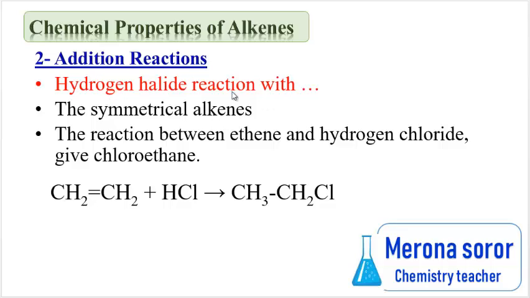Hydrogen halide reaction with the symmetrical alkene. The reaction between ethene and hydrogen chloride gives chloroethane. In this reaction, the double bond will be broken, and hydrogen attaches to one carbon atom and chlorine attaches to the other carbon atom to form chloroethane.